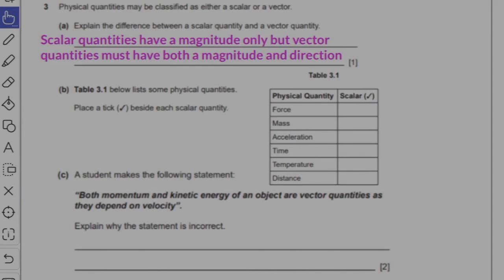So it's the direction information that provides the difference. They both have some kind of size to them, scalars and vectors, but the direction is the unique property that vectors possess. We always represent them with an arrow showing which way they're pointing.